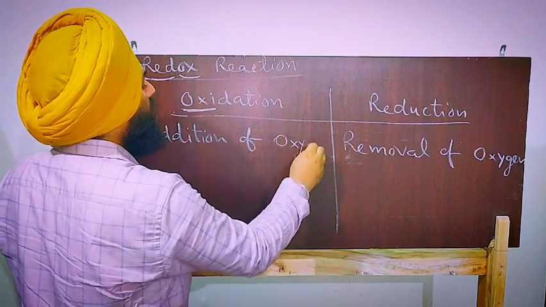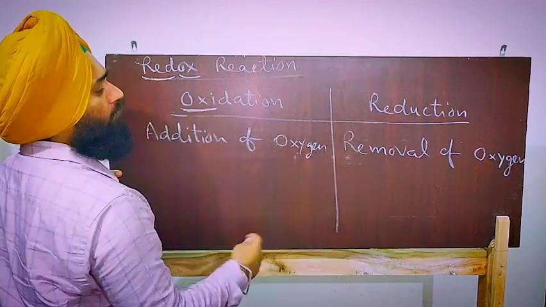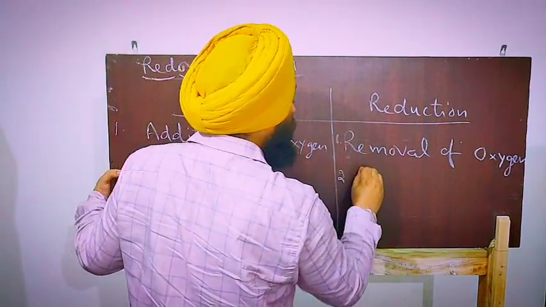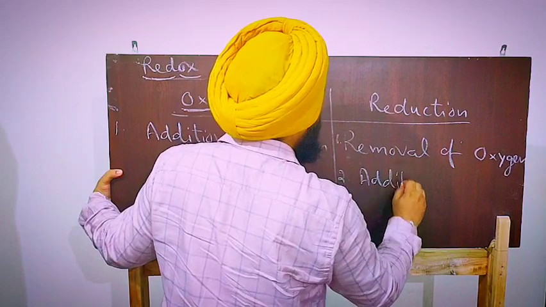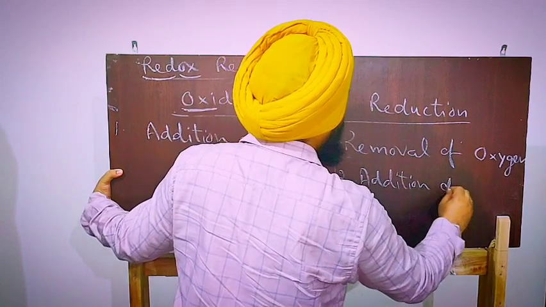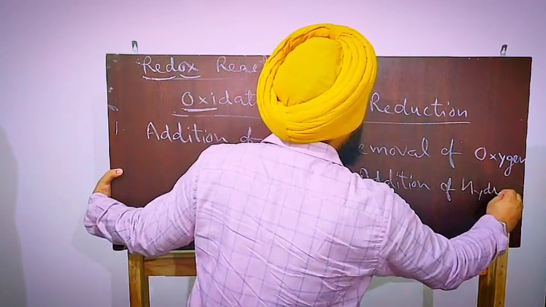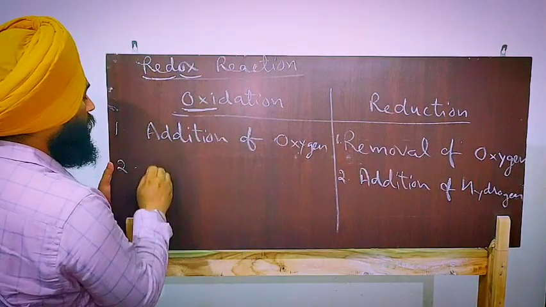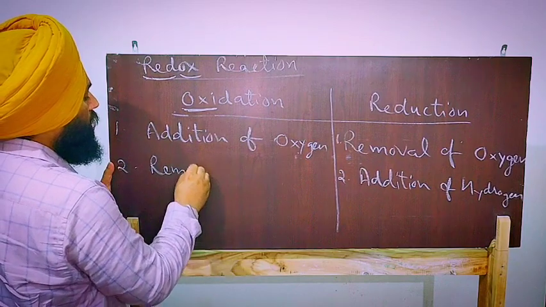Oxidation is addition of oxygen. Reduction is removal of oxygen. Reduction is addition of hydrogen. Oxidation is removal of hydrogen.